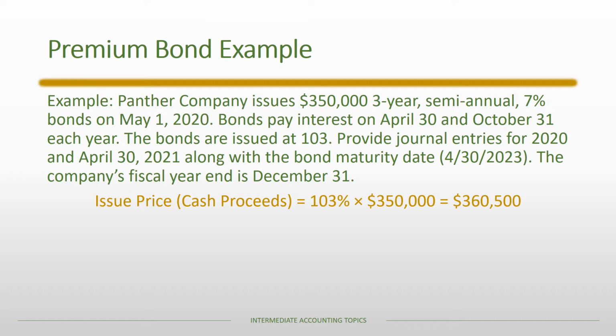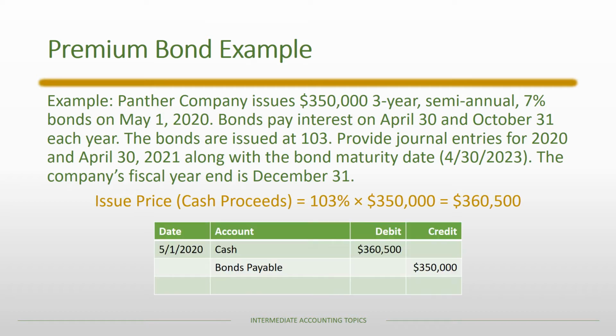All right, for the issue price, we can see again you apply the price 103, which is 103%. We apply that to the par value, meaning the issue price is $360,500. And so with the initial journal entry on May 1st, 2020, we can see that the cash proceeds were $360,500. The par value for the bond payable is $350,000, which means that the premium on bonds payable is $10,500. Again, this would not be any different for a bond if we were using the straight line method, but everything after this is specific to the effective interest method.